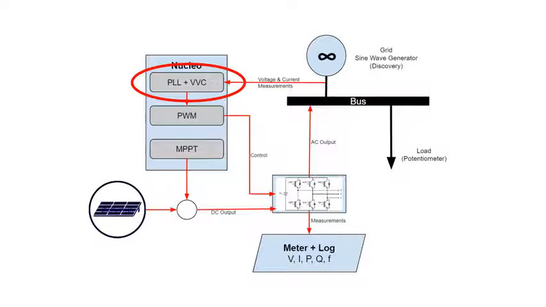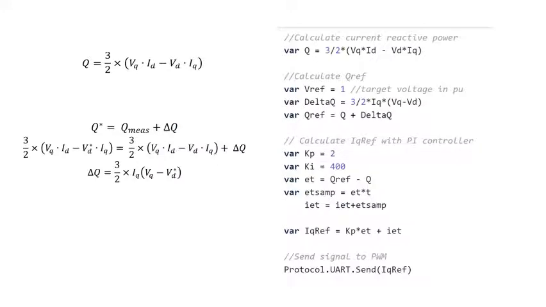So for the next part, we are implementing the VVC algorithm. So based on the equations on the top left corner, this is how we defined our reactive power in a DQ0 reference frame. And then we're defining our Q star as being the targeted Qs that we need to generate to absorb or generate VARs. And then we derive the delta Q in between, and this is what we're going to be feeding in our PI controller to determine our signals to be sent for the PWM. The code on the right describes that procedure.